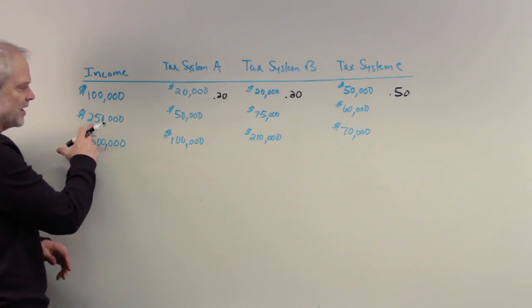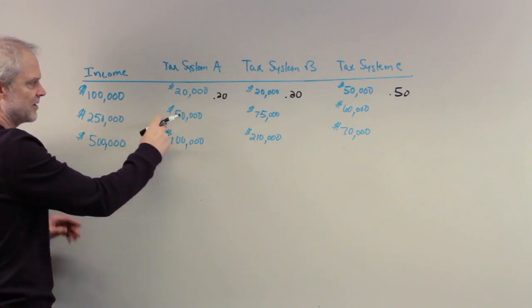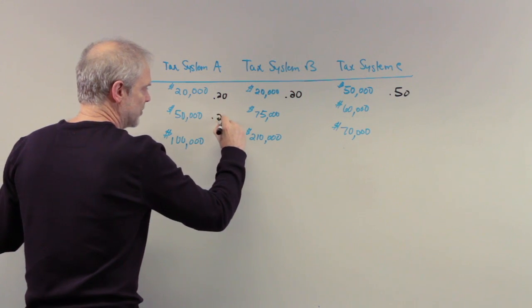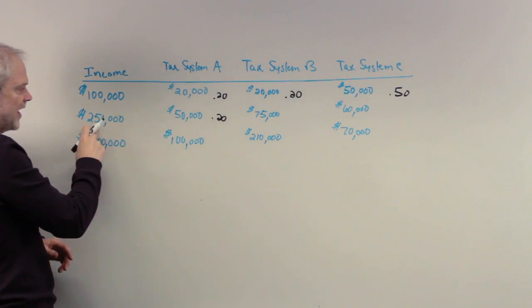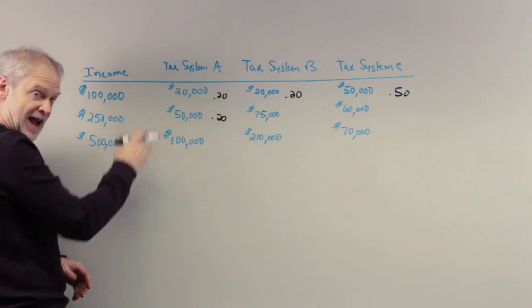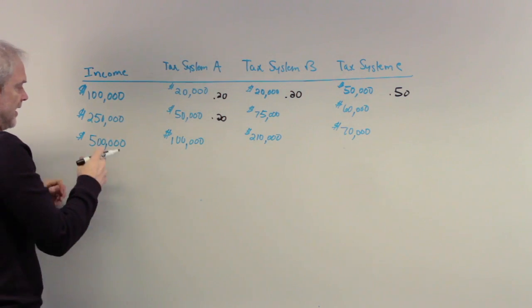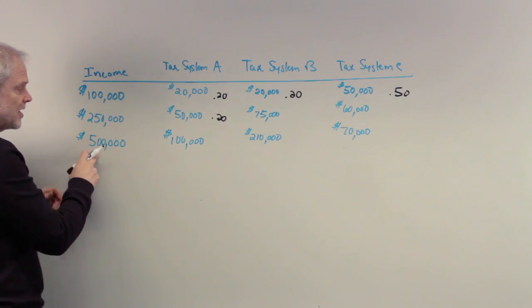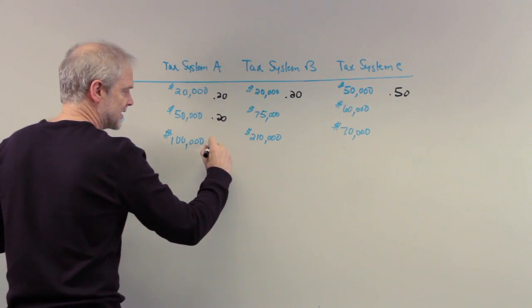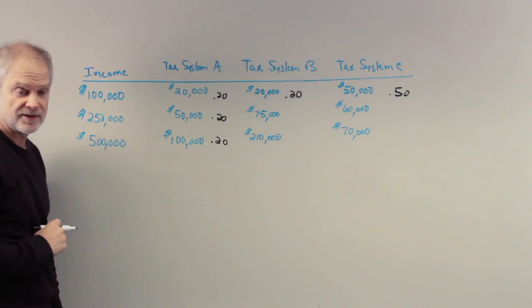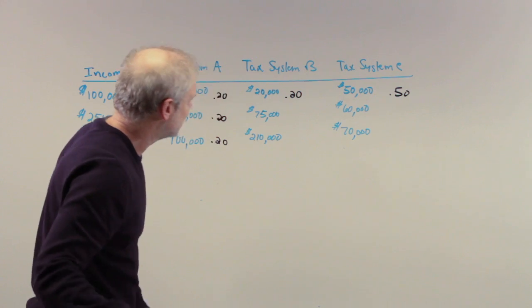It says, okay, you make $250,000, you pay $50,000 in taxes. Well, that's 20% of your income, right? 50 divided by $250,000. These are all average tax rates, mind you. Last person earned $500,000, paid $100,000 in taxes. That is also 20%, okay? So while we're at this, let's keep going.